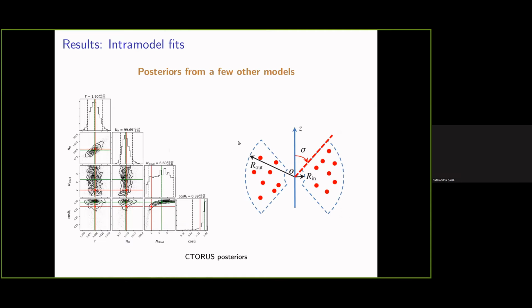Another example is from CTORUS, another clumpy model. We have line of sight absorption and the photon index recovered pretty well with low errors. However, the number of clouds in the radial direction, which is a parameter here, has been recovered with pretty wide posteriors. It's almost unconstrained. So what we learned from these intramodel fits is that various parameters are recovered with various degrees of accuracy; some are recovered much better, and some with much larger errors.